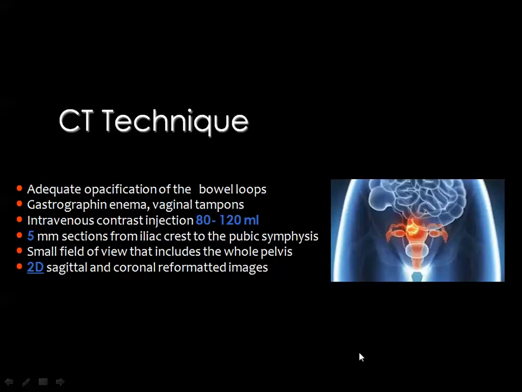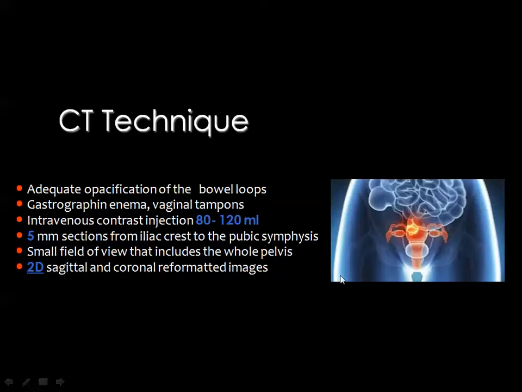And you know that to examine the pelvis for male and female, we usually use almost the same technique, but in the female patient, we would like to have some precautions and some more preparations so that we are able to adequately delineate the pelvic organs, especially the ovaries, which are somewhat difficult to delineate by CT scan.